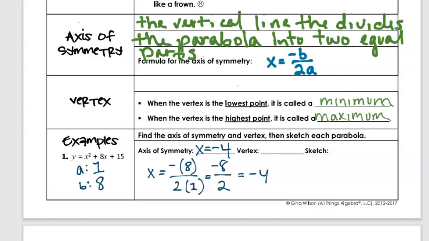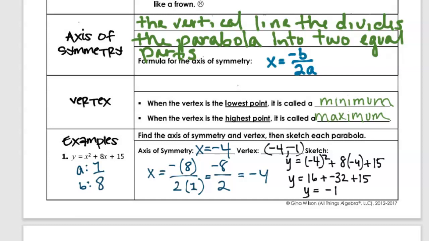So in order to find the vertex, all we need to do is plug the value into the equation. Since it's the x-coordinate, we're going to plug it in for x, and what we end up with is a y value of -1. So it turns out the vertex is -4, -1. That's where the vertex, or the turning point, is going to be.